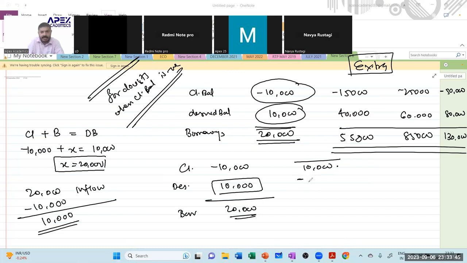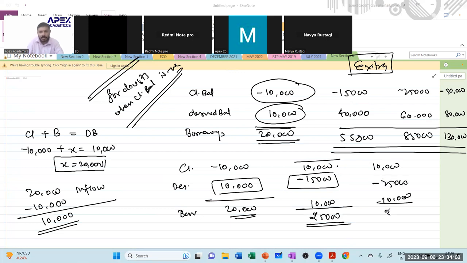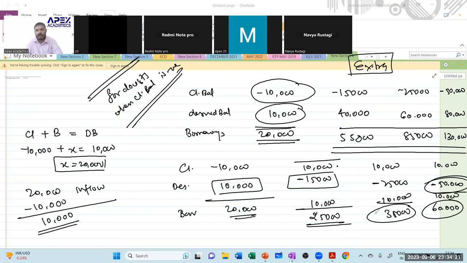Your closing balance is minus 15. What is your closing balance? Minus 15. So minus 15 is your closing balance. Your desired balance is 10,000. How much borrowing you will take? 25,000. Again, your opening balance becomes 10,000. Your closing balance is minus 25. Your desired balance is 10,000. What is your borrowing? 35,000. Opening balance is 10,000. Your closing balance is minus 15. What will be your desired borrowing? 10,000, because your balance has to be 10,000. Understood?